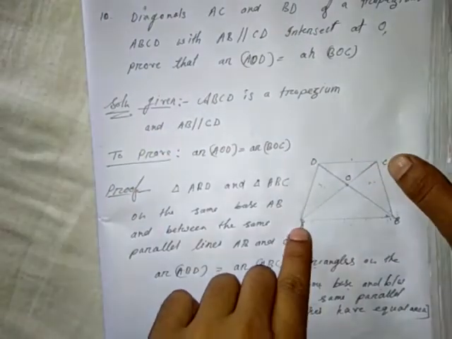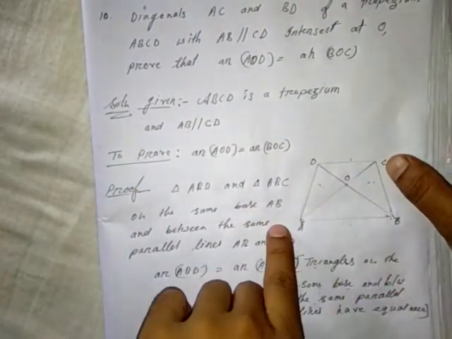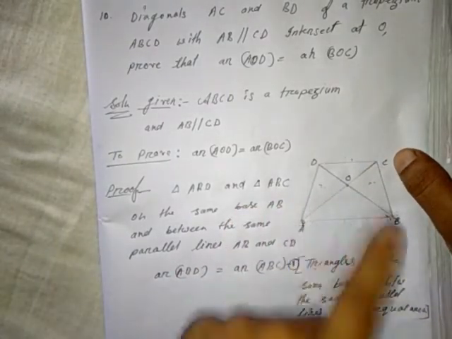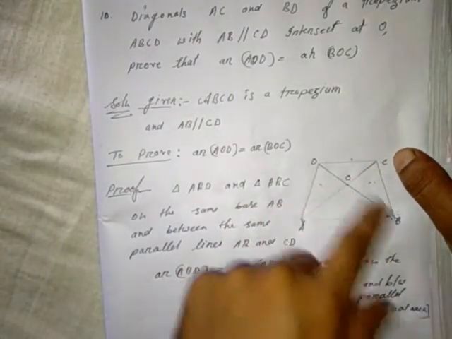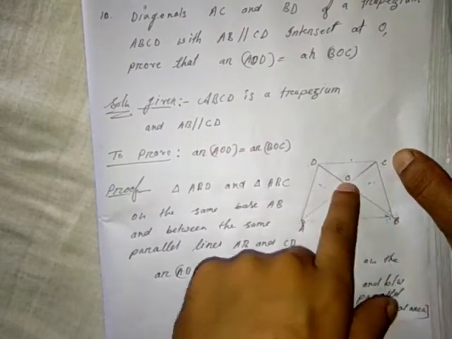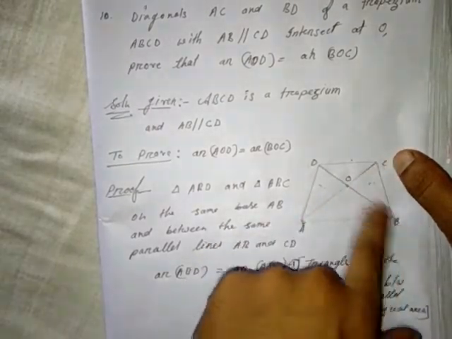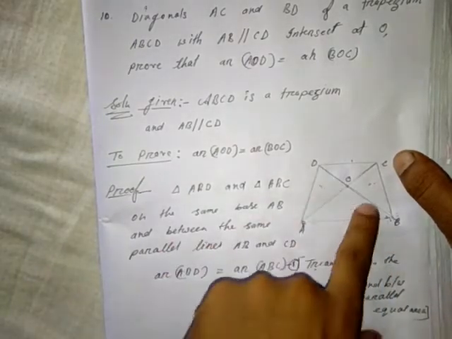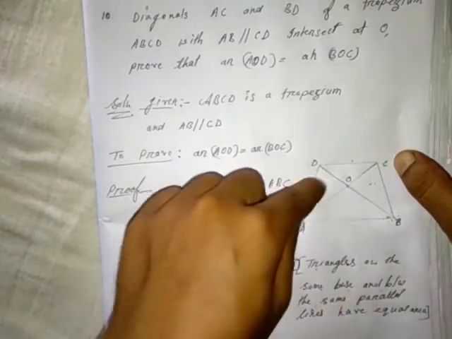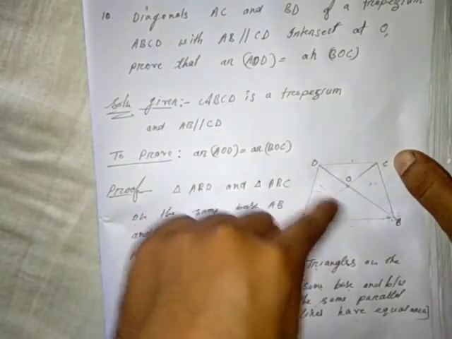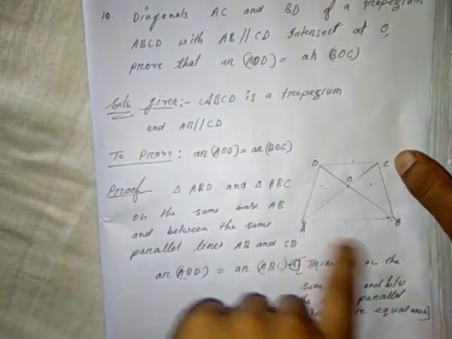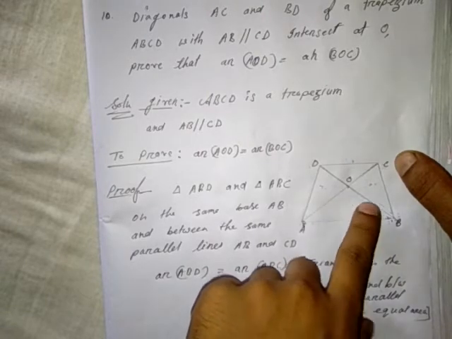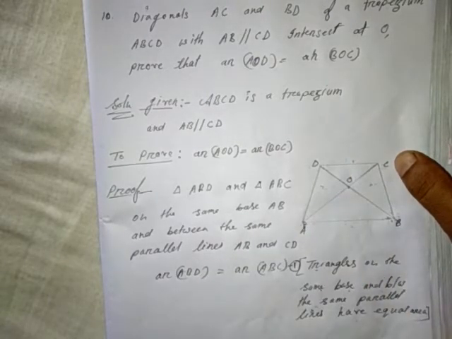Again, from ABC, suppose we subtract the same portion AOB, and we will get BOC. From ABD we subtract the same portion AOB and we get AOD. Again from ABC, if we subtract this portion AOB, we get BOC, isn't it?